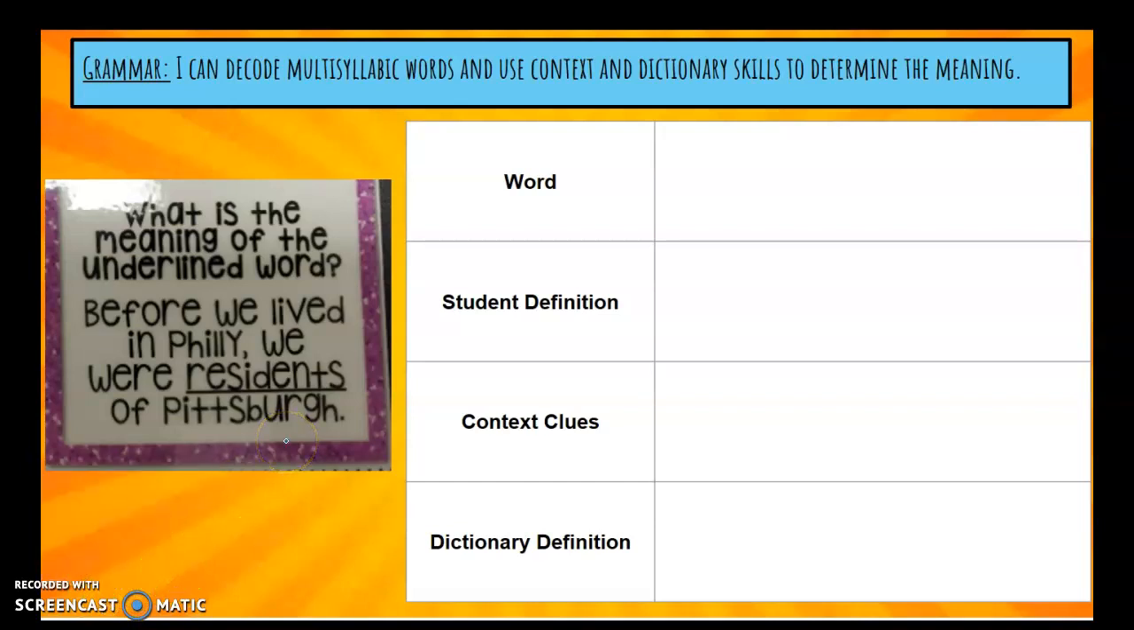Let's change it to blue. It says, what is the meaning of the underlined word? So here's our sentence. Before we lived in Philly, we were residents of Pittsburgh. All right, so you're going to come over here. You're going to have two to do after this. And you're going to write your word, or you can type it. It might be easier.